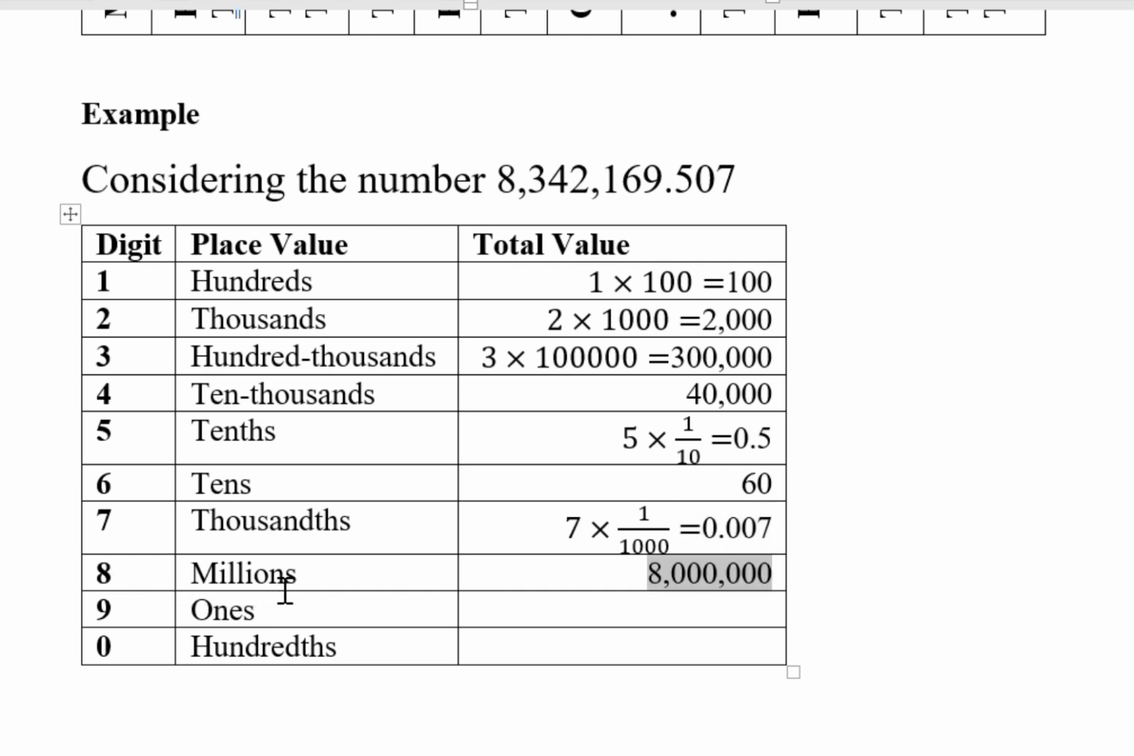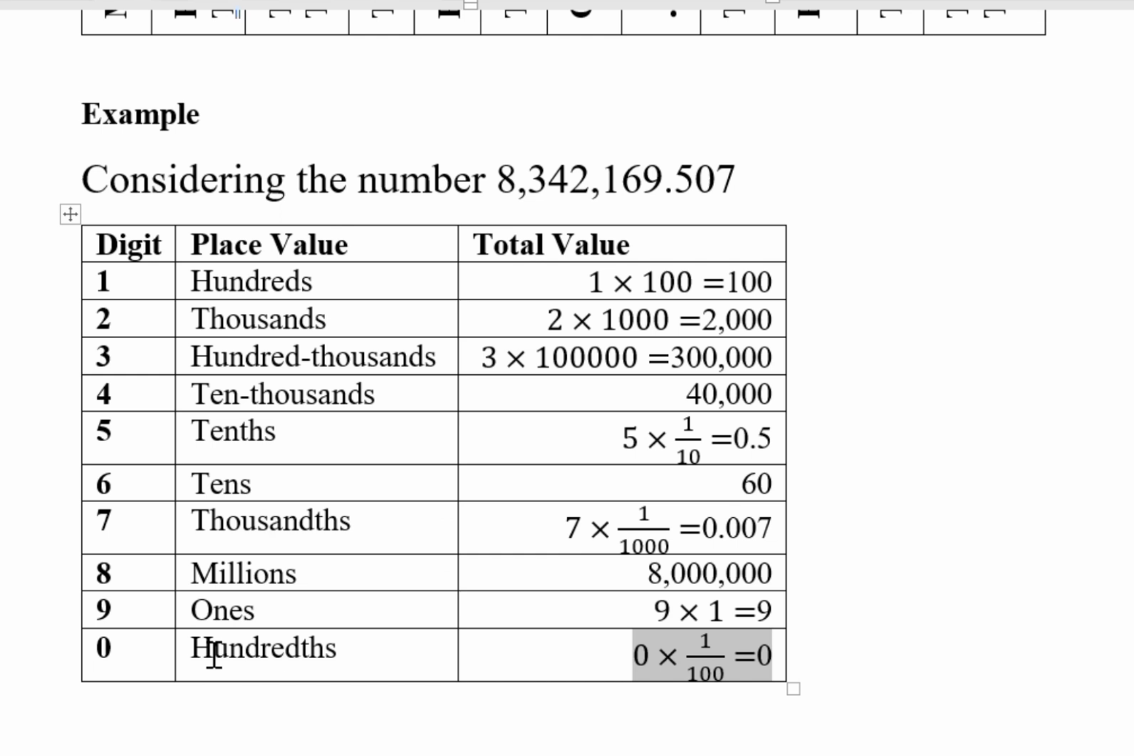8 has a place value of millions, and therefore the total value will be 8 times a million, and that will be 8 million. And then 9 takes a place value of ones, so the total value will be 9 times 1, giving us 9. And lastly, 0 has a place value of hundredths, therefore the total value will be 0 times 1 over 100, and that is 0. So that's how we get the place values and the total values.